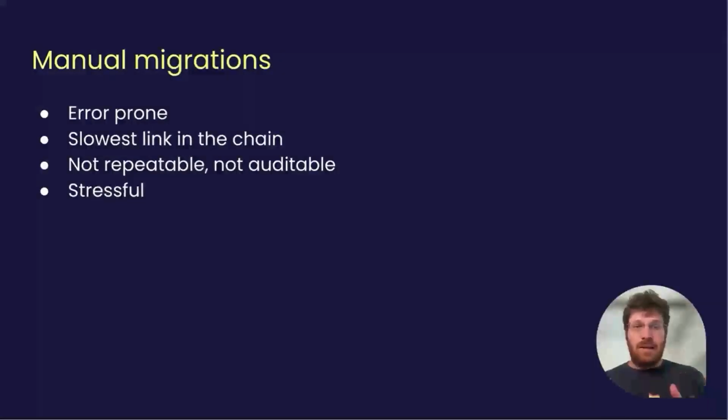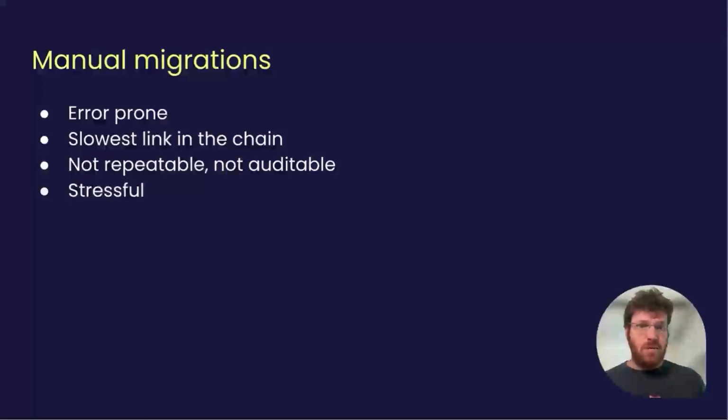One, it's error prone. We know from the DevOps movement that automation is all about reducing the rate of defects. If we let a machine do something that a human might mess up, we greatly reduce the chances of error. Also, migrations become the slowest link in the chain. If you automate everything except for database schema changes, your velocity is limited by the rate at which you can do schema migrations. If that's manual, that is slow.